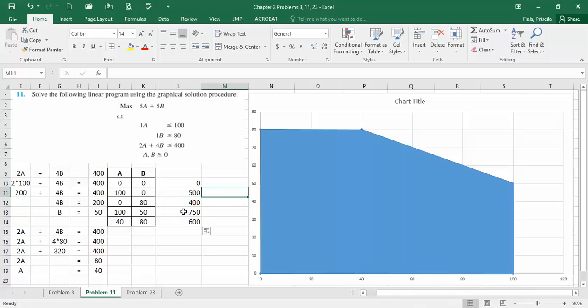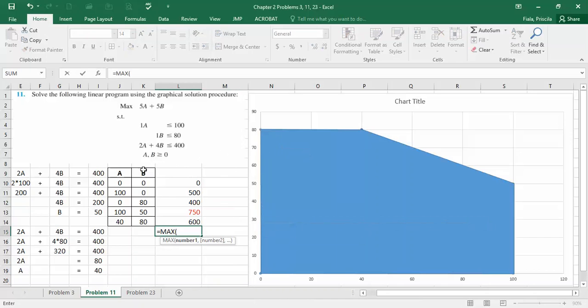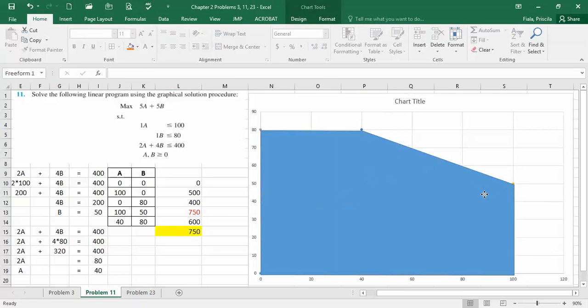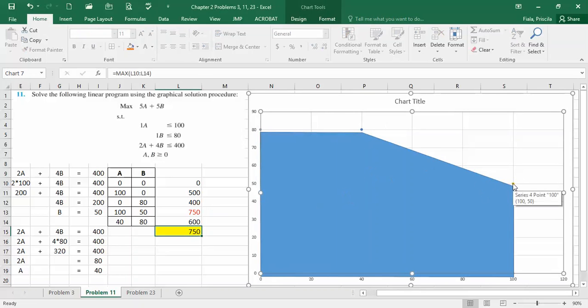There you go. Just by looking here, you know this value is the maximum. Let's suppose that you had so many values; all you have to do is ask for the max of these values. There you go. So it's 750. Therefore, your optimal solution is 750, and the point that provided the optimal solution was actually over here, 100 and 50. And that would be the end for this problem.